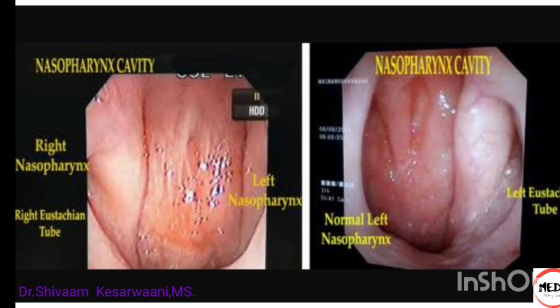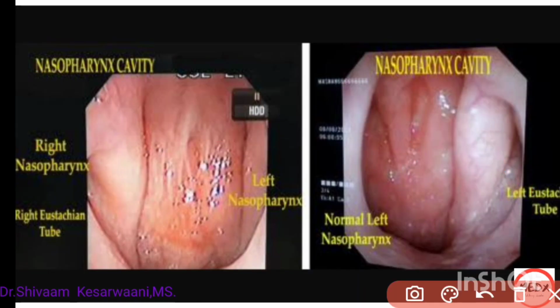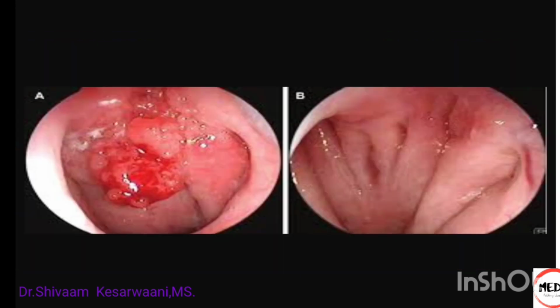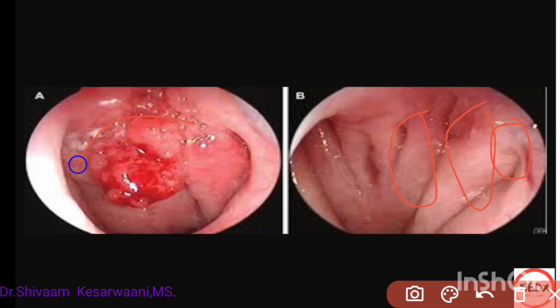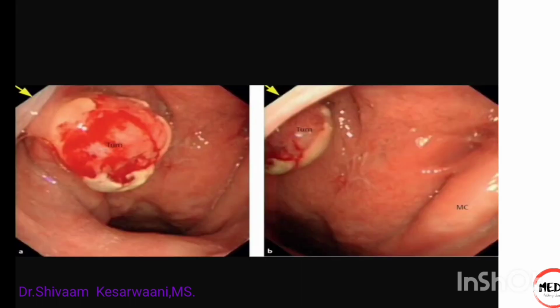So here if you again see, we will see how the normal nasopharynx looks like. Here you have the opening of the eustachian tube, this is your tubal elevation, and this is your normal nasopharynx. Now if there is any growth which is medial to this elevation, like shown here, you can see a growth which is medial to the tubal elevation. So yes, everybody, your diagnosis is nasopharyngeal carcinoma.